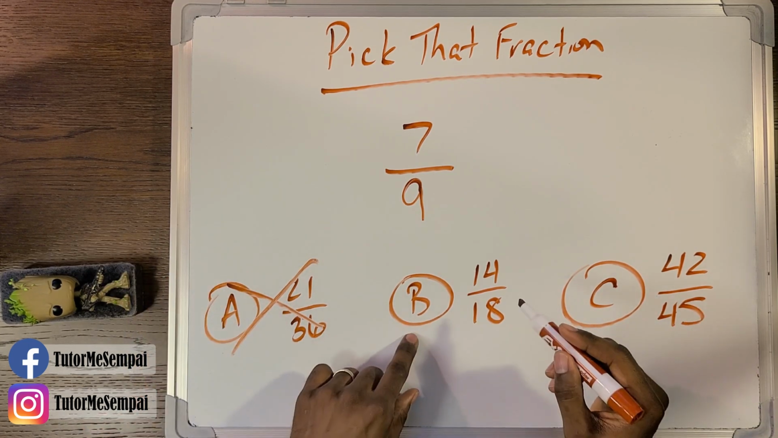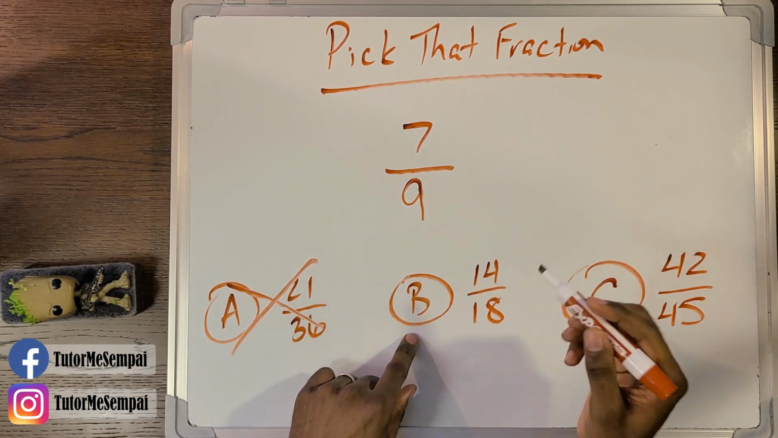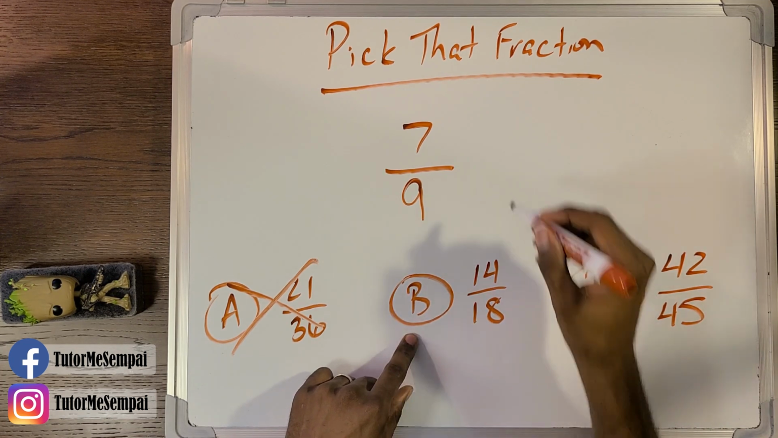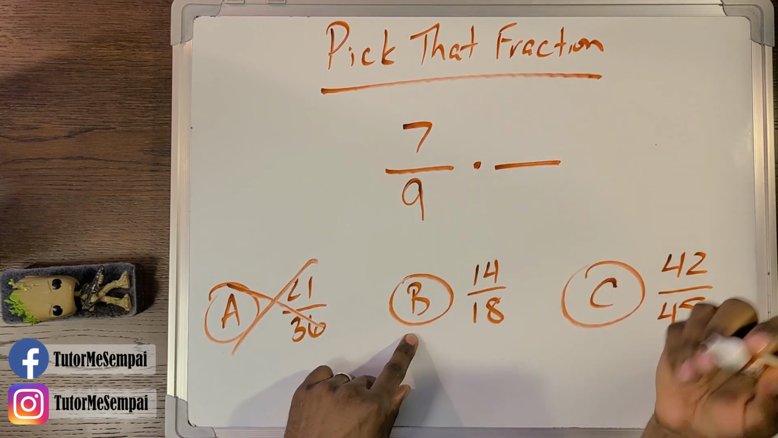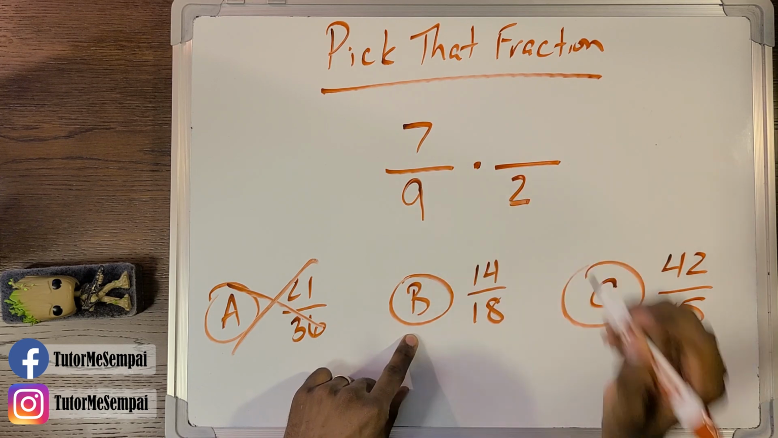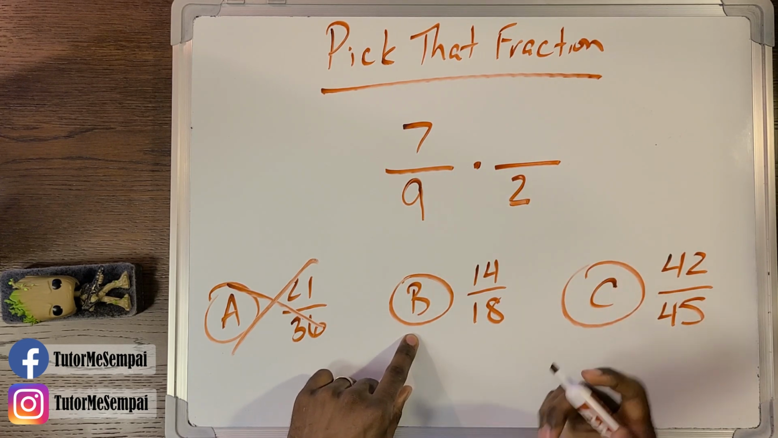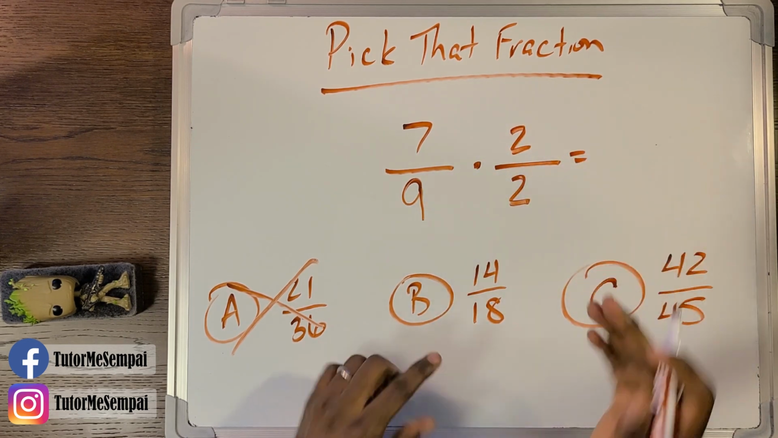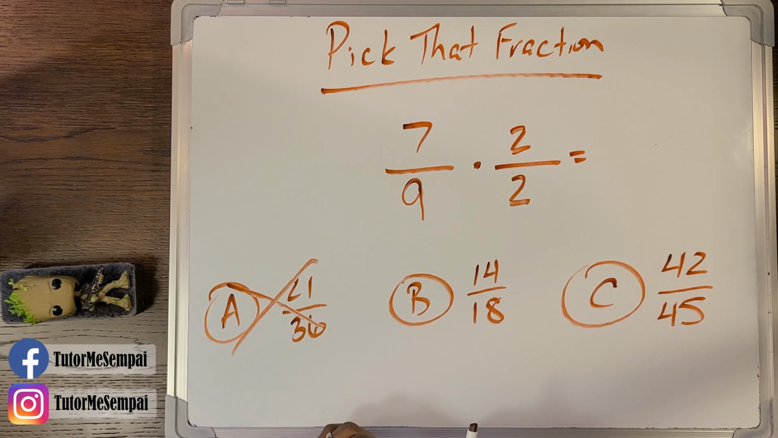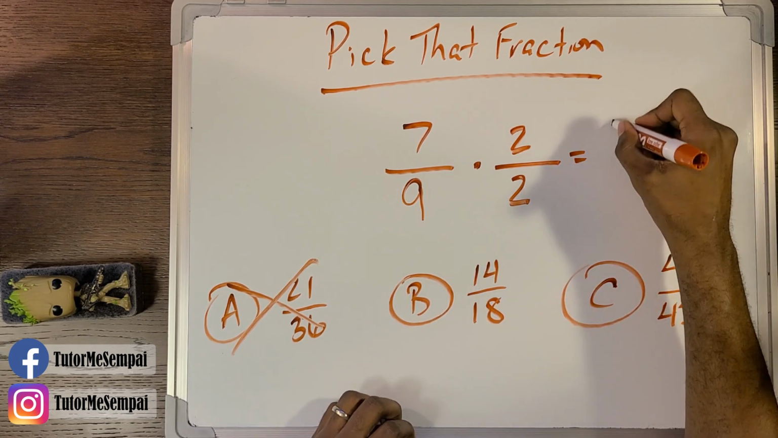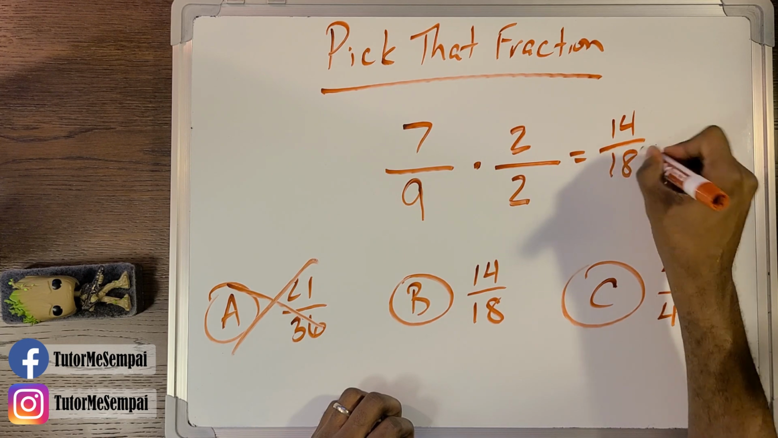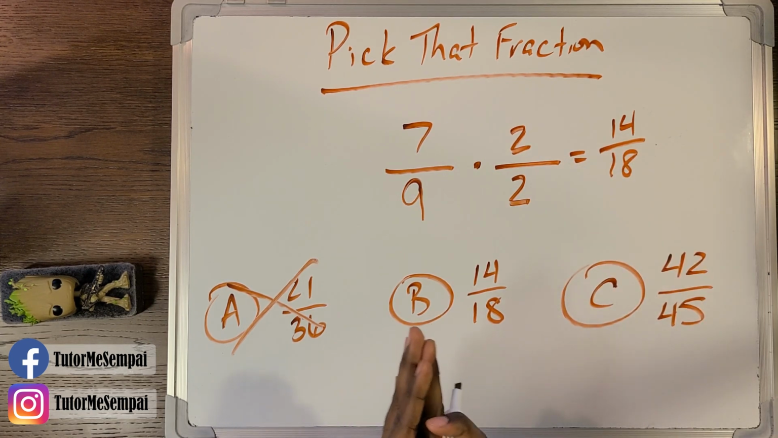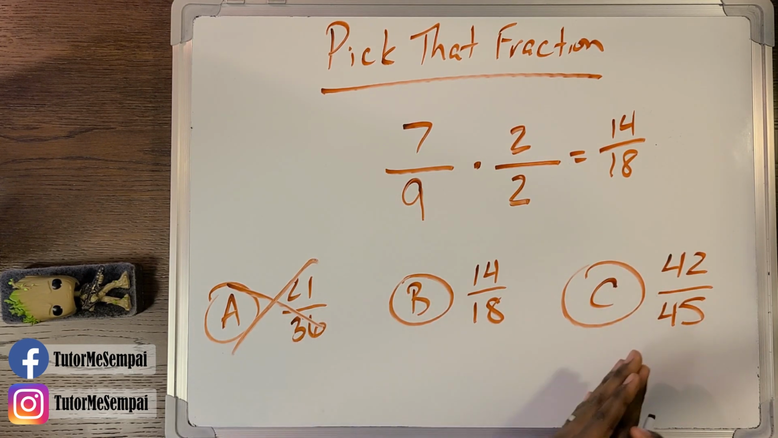Let's try B. What times 9 will give us 18? Well, that's going to be 9 times 2 gives us 18. If we were to do 2 over 2, do we get 14 over 18? Yes, we do get 14 over 18. So we know that B is our equivalent fraction, but we have one more fraction. Could this also be an equivalent fraction?